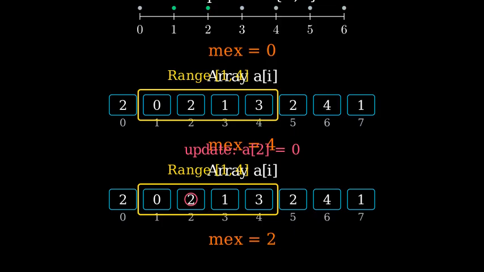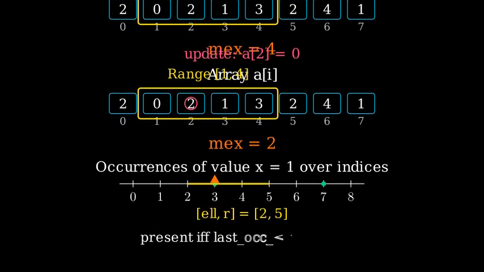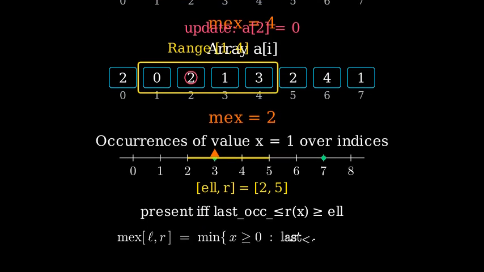A key identity. Fix a range from L to R. For any value x, it appears in the range if and only if the last occurrence of x at or before R is at least L. We show occurrences of x equals 1 along the index axis. If the last mark before R is left of L, then x is missing in the range. Therefore, the MEX of the range is the smallest x for which the last occurrence at or before R is strictly less than L.